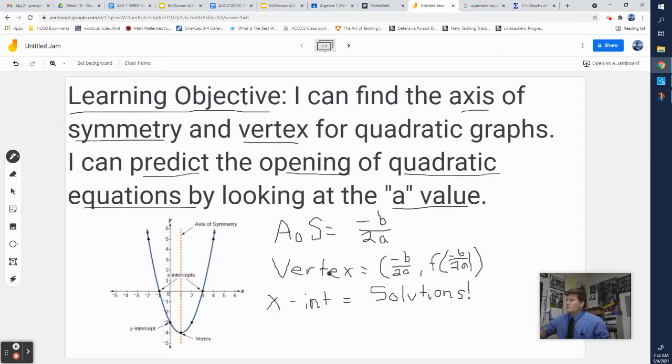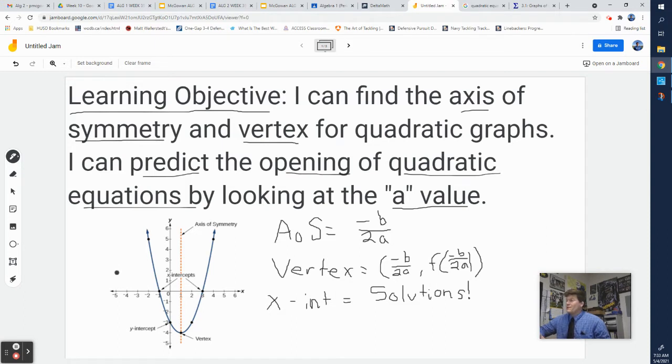So let's define a couple of things here to get started. This is what a quadratic graph looks like. It's a U-shaped parabola is what you call it. Parabola, quadratic equation graph. U-shaped.